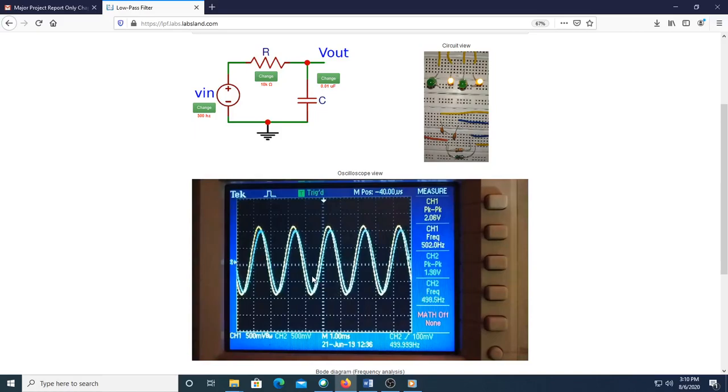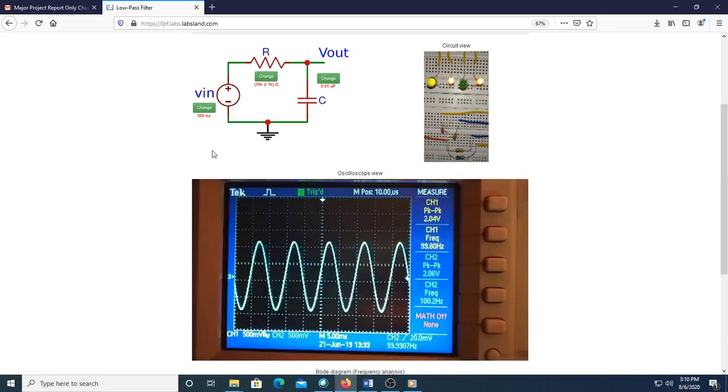Now have a look at the changes in the low-pass filter response as the value of the capacitor is modified by keeping the resistor value constant at the parallel combination of 1 kilo ohm and 10 kilo ohm, that is equal to 909 ohm. Input sine wave of peak-to-peak amplitude at 2 volt and frequency at 2 kHz.